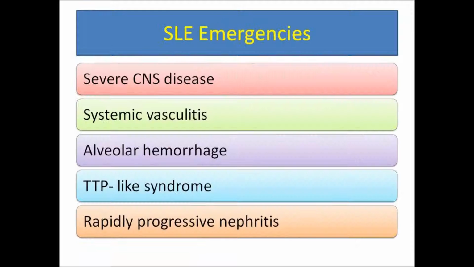Okay, and there are some conditions that present as SLE emergencies, such as severe CNS disease, systemic vasculitis like mesenteric vasculitis, and alveolar hemorrhage, which may need plasma exchange. There is also a thrombotic thrombocytopenic purpura-like syndrome, in which there is severe thrombocytopenia. This may need intravenous immunoglobulins, and also rapidly progressive nephritis is an SLE emergency.